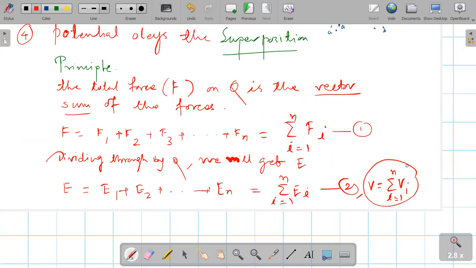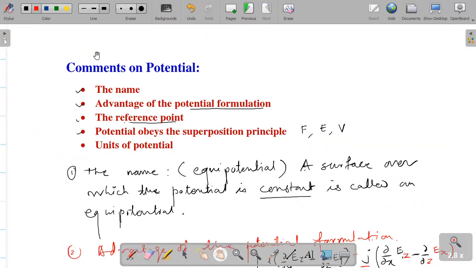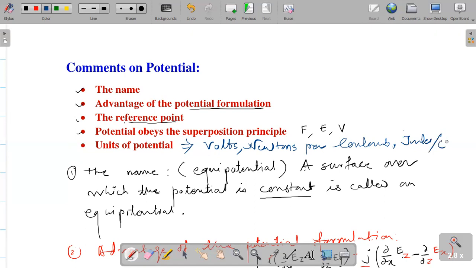And the last point is units of potential. What is the unit of potential? Here I will write units of potential. Yes, volts is correct. Perfect answer. Volts. Force is measured in newtons and charge is measured in coulombs. Therefore, we can write electric field in newtons per coulomb. Or can we write joules per coulomb? Yes, also joules per coulomb.